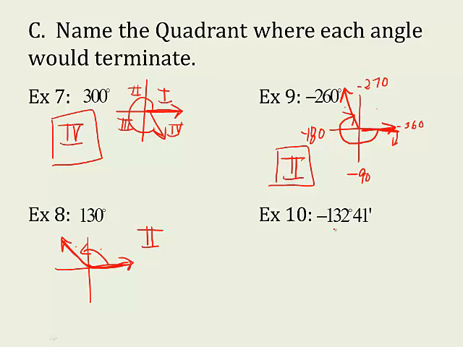Example 10, look at this. Negative 132 degrees and 41 minutes. Now, 41 minutes doesn't really matter, so you can ignore that. Focus on just the negative 132. Again, negative angles mean I'm going to go clockwise. So I have negative 90, negative 180, and that's all I really need to know. I always start here, and I'm going to go clockwise. It's less than negative 90, but more than negative 180. So it's going to land over here. So that makes it land in quadrant 3.